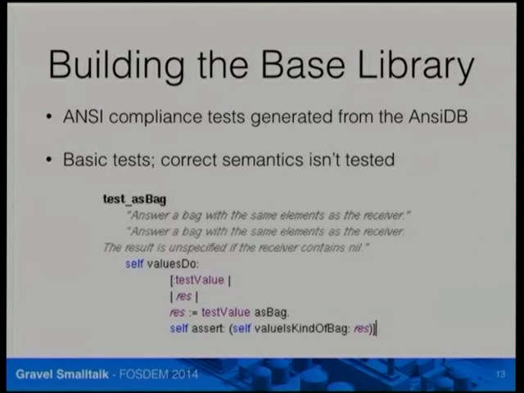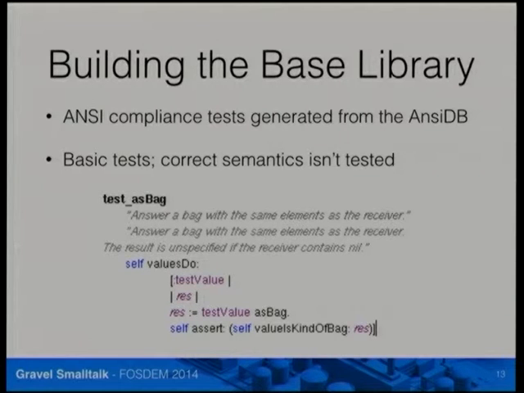We found this great package called the ANSI DB. It's actually a machine readable format of the whole Smalltalk ANSI standard, which describes what kind of protocols you can expect in a normal Smalltalk system, what kind of selectors should be implemented, and what kind of behavior there should be. We use that to automatically generate tests, and actually we don't test that much. You see a generated test over here.